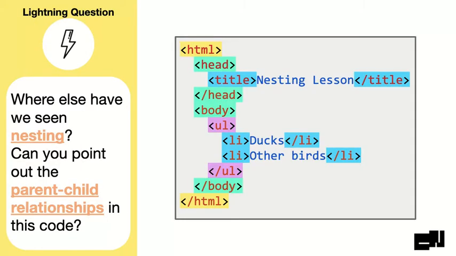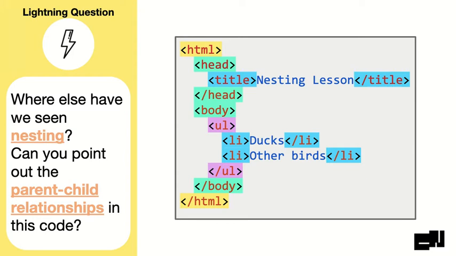So we have also been seeing nesting before. We just didn't know what it was called. If you can spot where we have actually used nesting and parent-child relationships, feel free to let me know. Think about this line of coding and see where you see parent-child relationships. And if you're taking note of the colors, you can actually get a head start of what is actually going on.